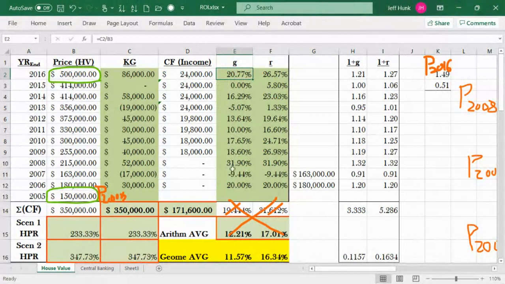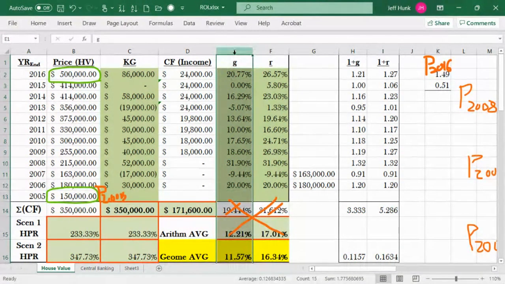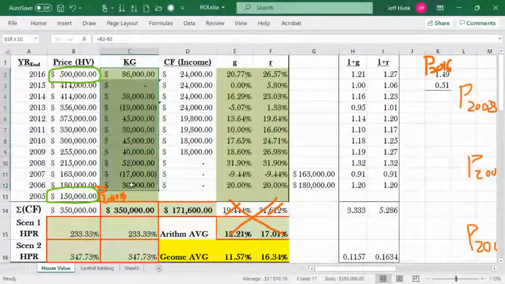So then the next question is, if we can't divide this by 11, can we just add them up and divide it by 11? And I said no. Why? Because that's a simple average, and a simple average doesn't work because there's a compounding effect. You need to take the geometric average, and I showed you how to find it. And that's column E, which is the annual growth rate of the house value only.